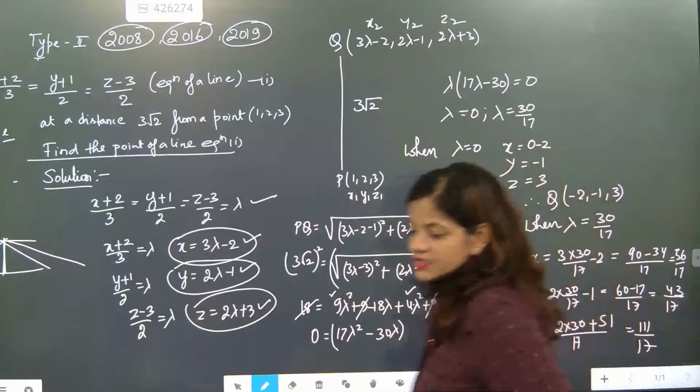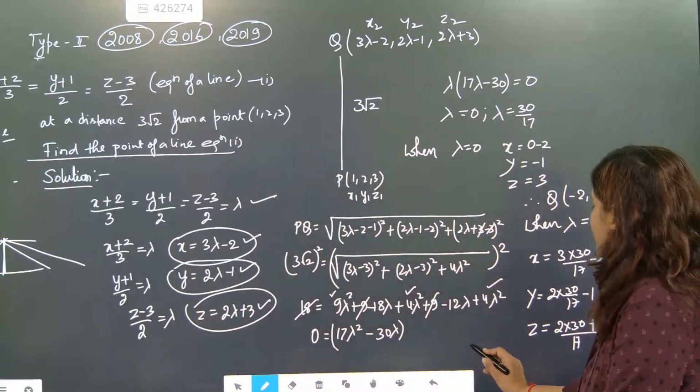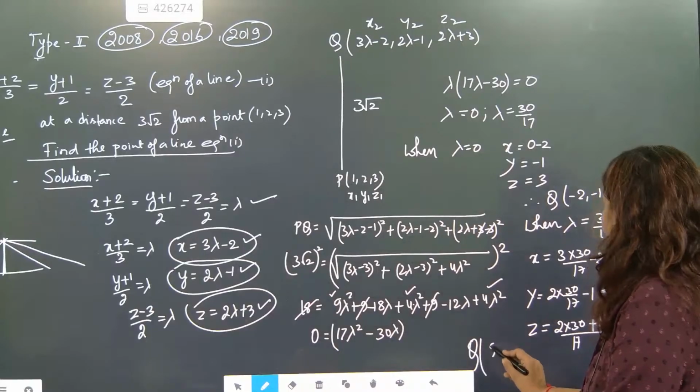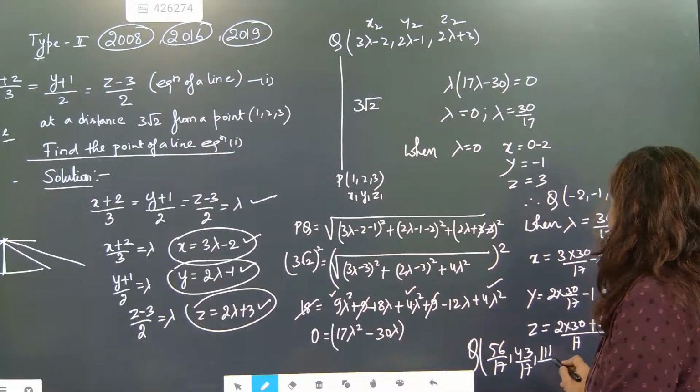So the next point is what we have? The next value of Q will be 56 by 17, then 43 by 17 and 111 by 17.